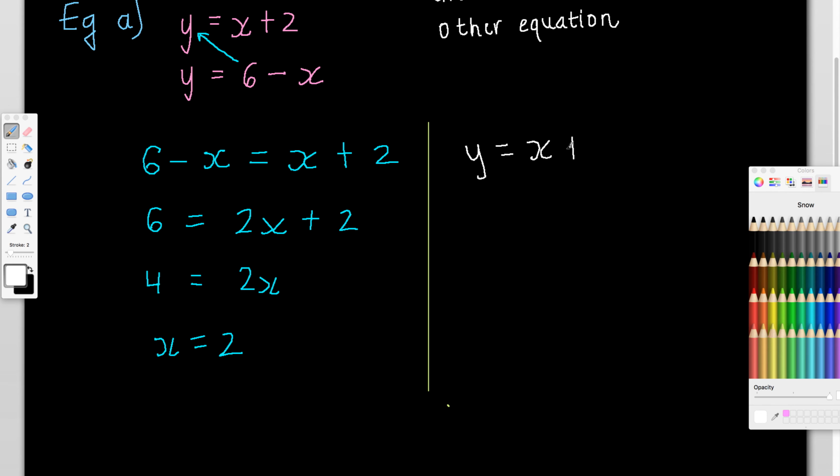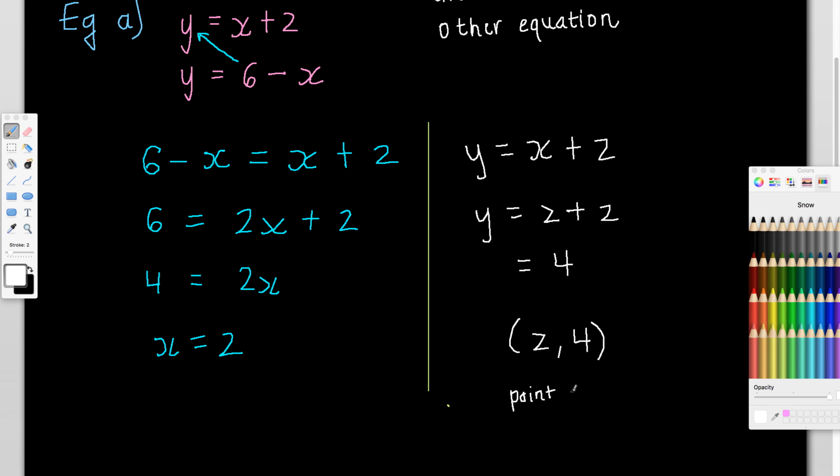So I'm just going to use this one. That means y is equal to 2 plus 2, which is 4. And as you can see, that's where we get that coordinate 2, 4. That is the solution to these simultaneous equations, and it is also another way of looking at it. It is the point of intersection.